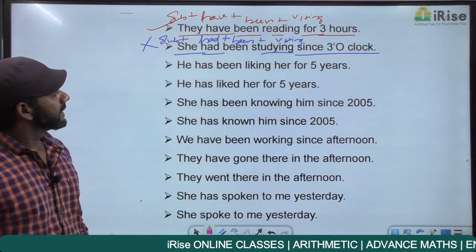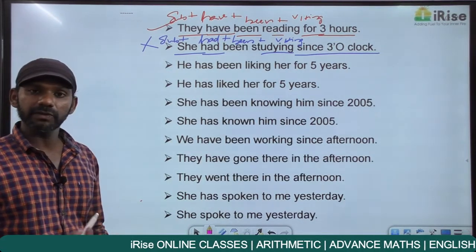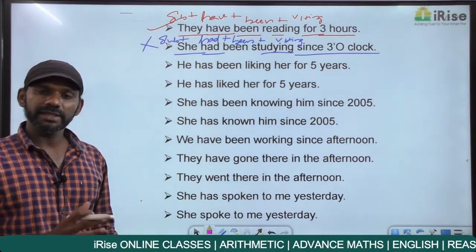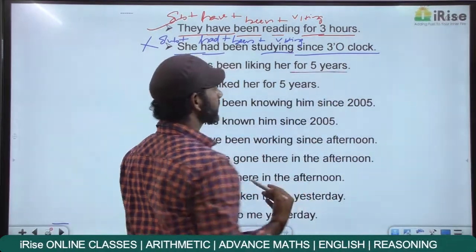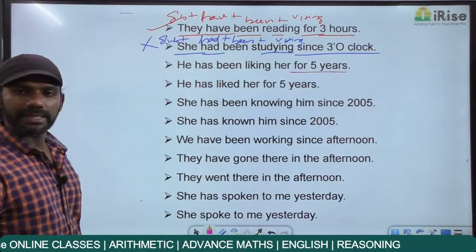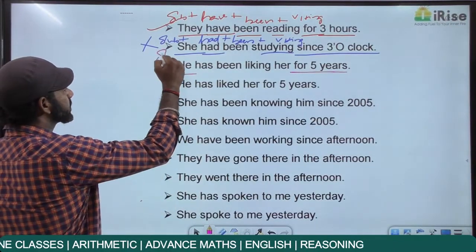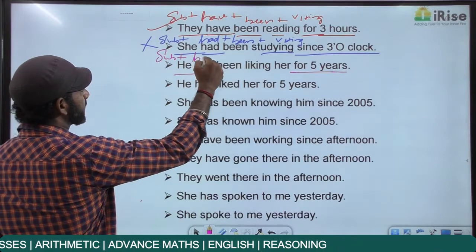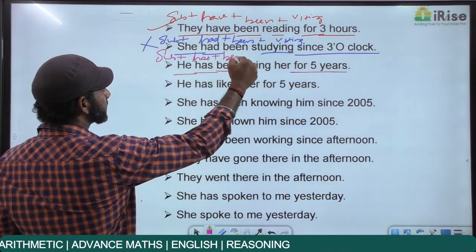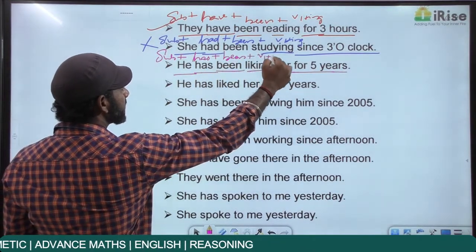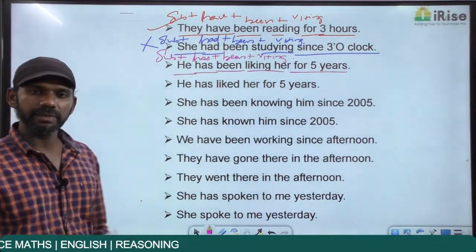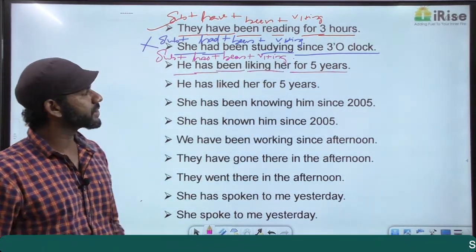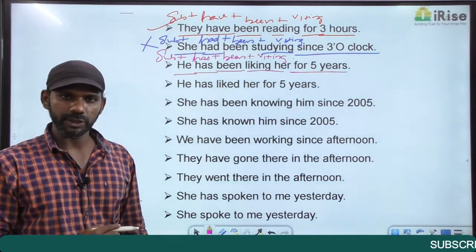Come to the next one. He has been liking her for 5 years. 5 years is duration, a period of time. So for 5 years is a correct usage. He has been liking her. The subject here is he plus has plus been plus liking, which is V1 plus ing. Subject plus has plus been plus V1 plus ing is present perfect continuous.